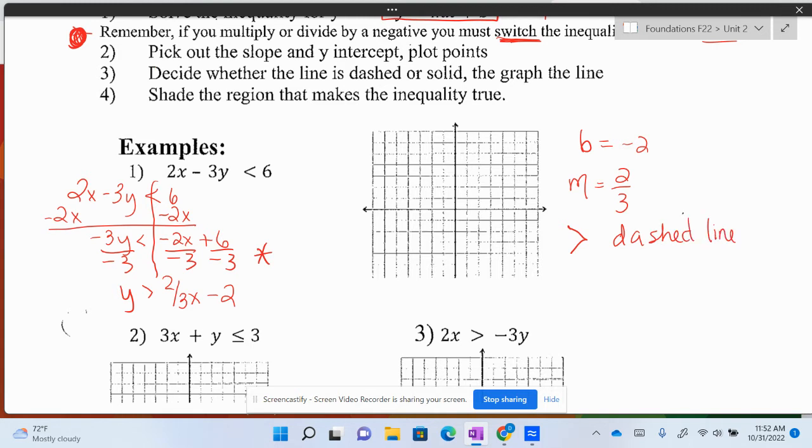Okay. So I'm going to begin at negative 2. And from there, I'm going to go up 2 and to the right 3. And then I'm going to do that again. Up 2 and to the right 3. And I'm also going to go down 2 and to the left 3 because I want to make sure I have a nice dashed line going through the points. So there is my dashed line.